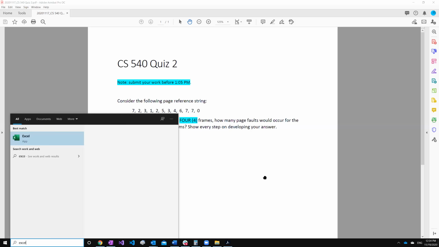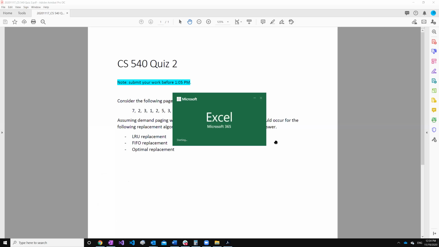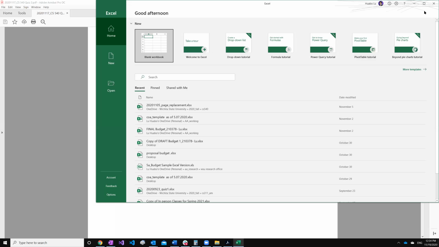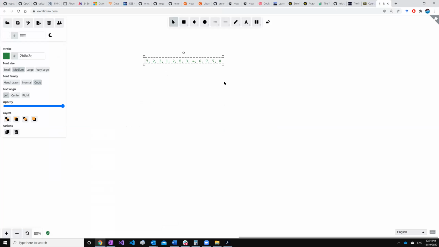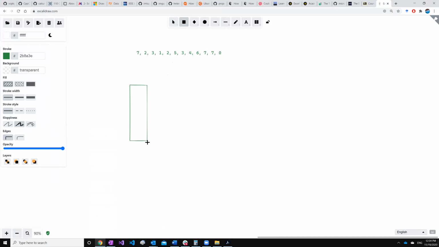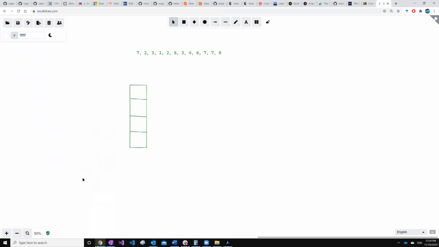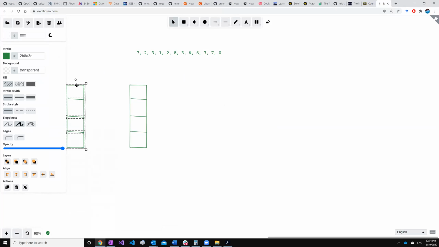Okay, now let's draw. Let me see, what is the best way to represent that? Maybe I will use my Xcode draw here. First, this is my string, the page reference string here. Okay, now I got the string copied. And I should have 4 frames here: 1, 2, 3, 4. Now this is my 4 frames, and I will copy this part over as a reference here. So now this will be the reference.